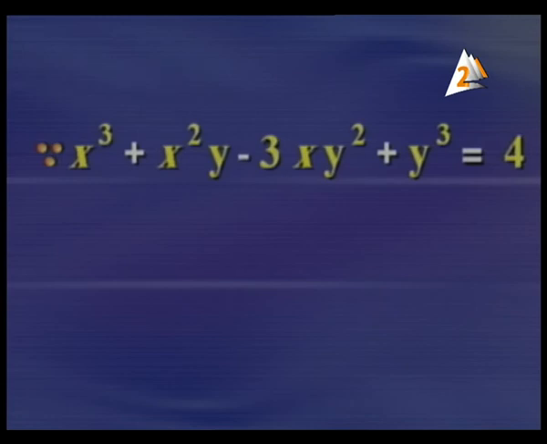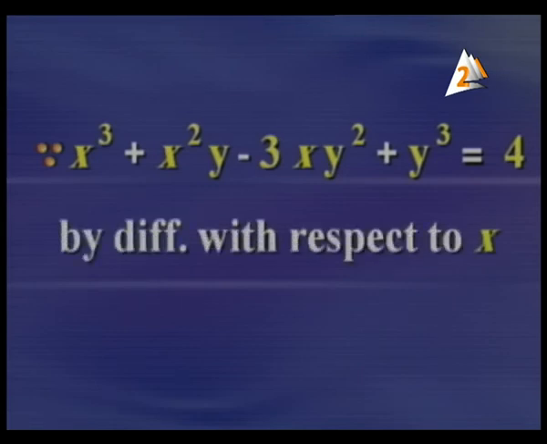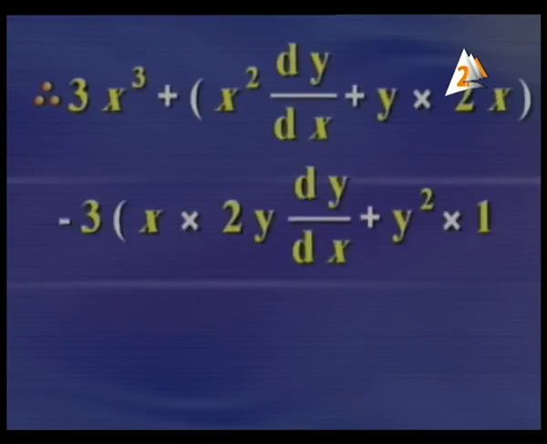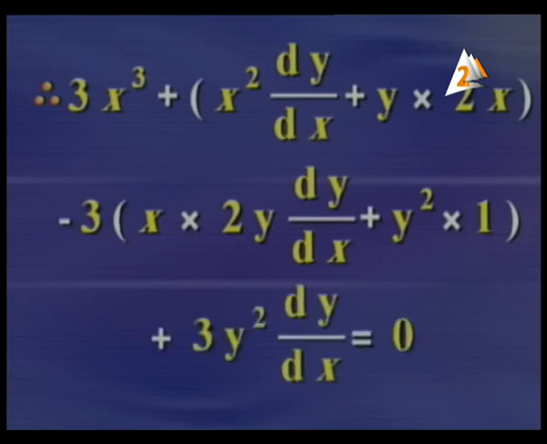Since we have the equation, the left hand side x^3 + x^2y - 3xy^2 + y^3, the right hand side equals 4. We differentiate with respect to x. Then the left hand side becomes 3x^2 + x^2 dy/dx + y times 2x, minus 3 times the bracket containing x times 2y dy/dx + y^2 times 1, plus 3y^2 dy/dx equals 0.